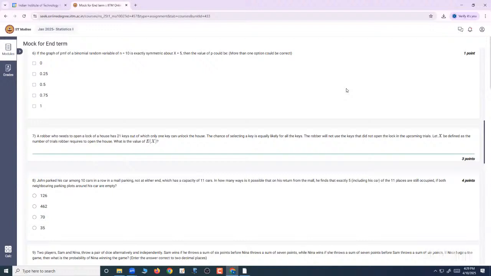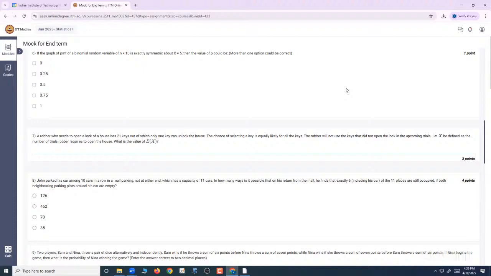Yes, ma'am. Now, the robber will not use again the keys that did not open the lock in the upcoming trials. So if he has used a key in the first trial, he won't be using it in the second trial. That's the meaning of the third line, correct? That it is without replacement, right? Yes. Now, let x be defined as the number of trials the robber requires to open the house. So x is basically the number of trials. What is the value of the expectation of x?